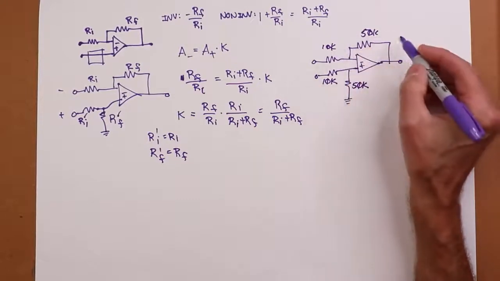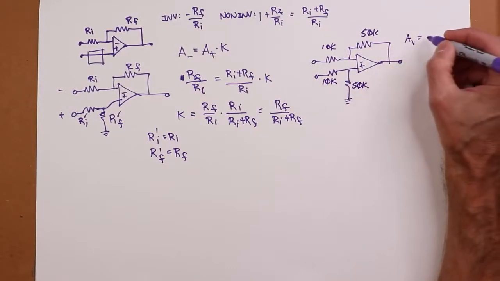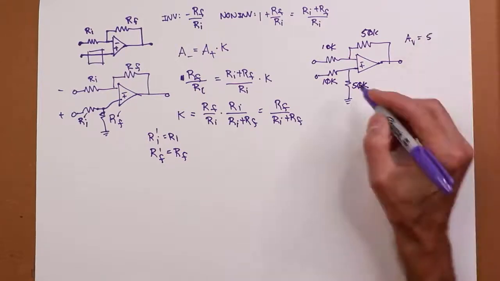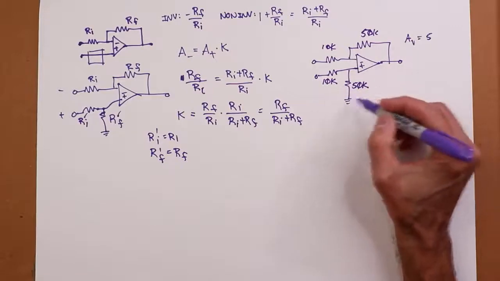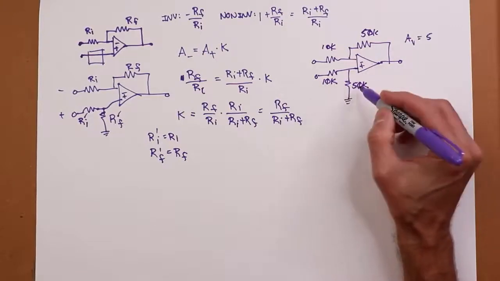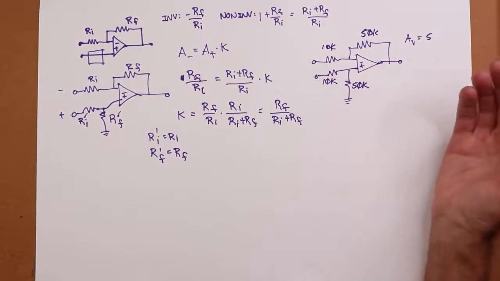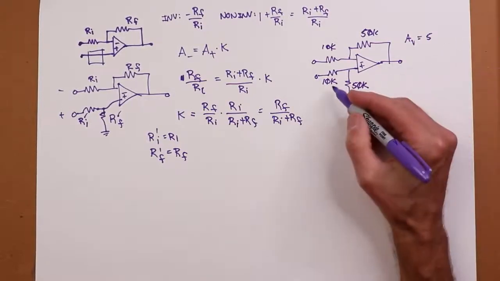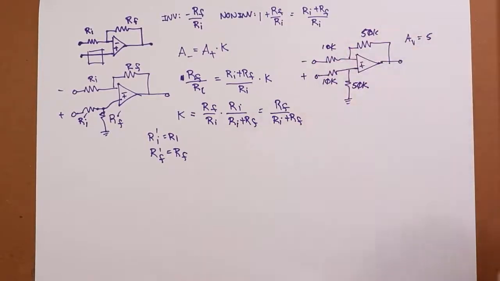So this gives you a gain of 5, right? Inverting gain of 5, but 5 is a magnitude. This would give you a gain of 6, but then it's multiplied by 5/6, right? 50K over 50K plus 10K. So bingo, gain of 5. Non-inverting, inverting. You've got yourself a differential amplifier.